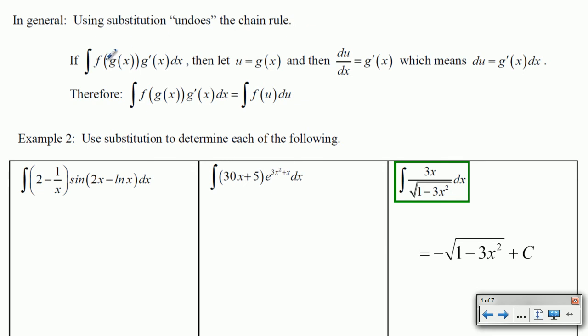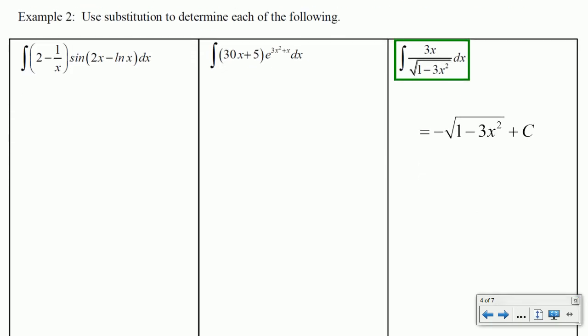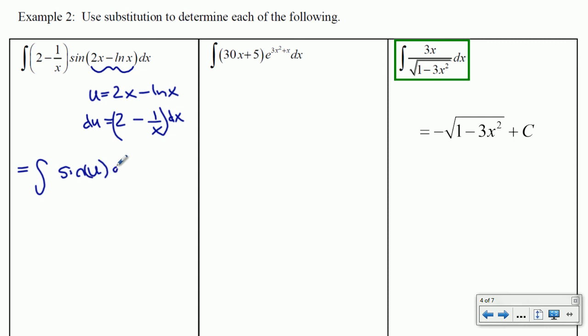So you can see a bit how this works. So on to the next one. The obvious choice here might be 2x minus ln x. So we can sub u equals 2x minus ln x, and then du is equal to 2 minus 1 over x. So it looks like we've got everything accounted for. We've got 2 minus 1 over x dx, and we've got sine of u. So our new integral will become sine of u du.